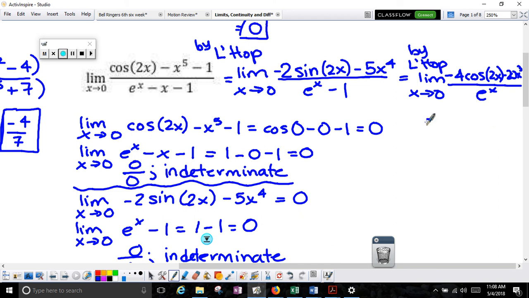Okay, now let's see if we can plug in. I think we can. -4 cosine of 0 is 1, minus 20x cubed, plugging in a 0, we get 0, divided by e to the 0, that's just 1. So L'Hopital's rule, when we apply it twice, works, and we end up with a limit of -4.